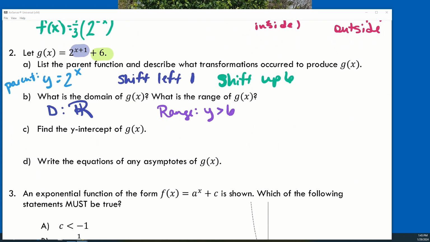Right. And then to find the y-intercept of every function in the entire world, you put 0 in for x. And then 2 to the 0 plus 1 is just 2 to the 1, which is 2. And then whenever you add 6 to that, it's just going to be 8. That's going to be where it would cross the y-axis.